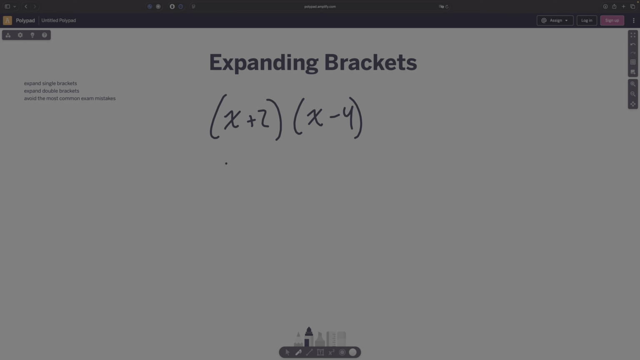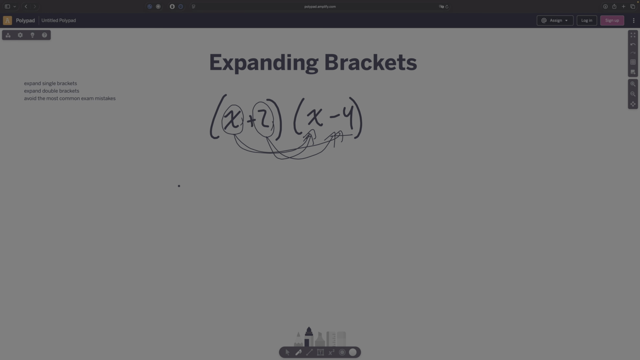Now let's take a different example. We have another double brackets, but we have a negative number now. But we still do the exact same thing. We take the first term in our first bracket and multiply it by every term in our second bracket. And we do the same thing with the second term in our first bracket. We multiply it by each term in our second bracket.